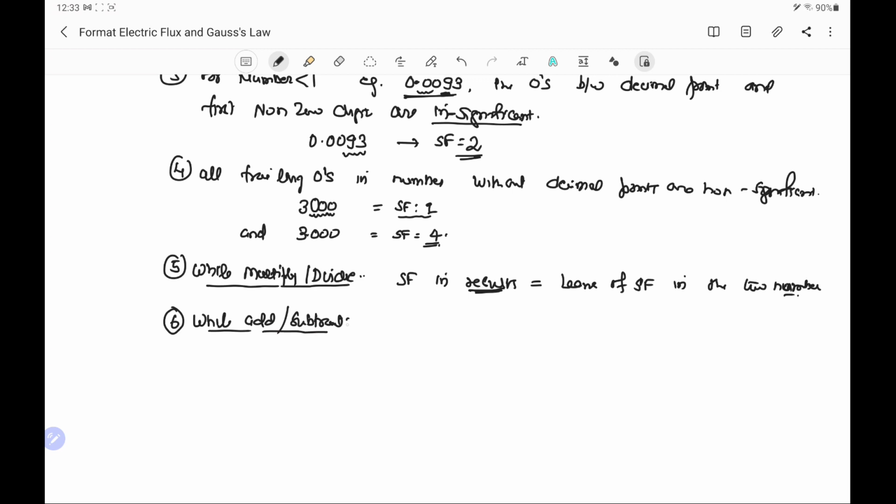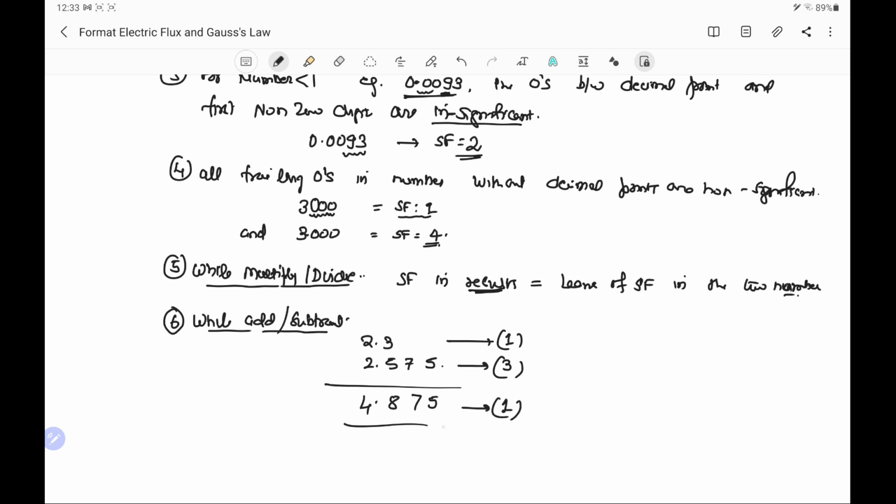Similarly, sixth point, while we add or subtract two numbers, then the significant figures in the result will be equal to as many decimal places as in the number with least decimal places. For example, if we add 2.3 and 2.575, then result will be 4.875. This has 1 digit after the decimal, and this number has 3 digits after the decimal. That means we have to maintain one decimal place in the result also, because 1 is the least out of the two given numbers.